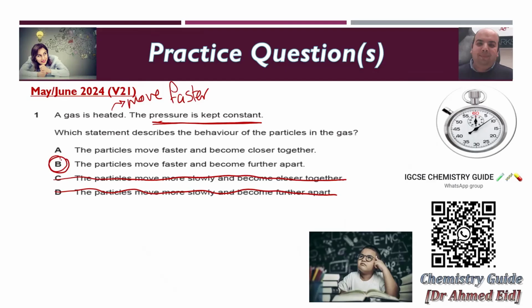Again, when a gas is heated, the particles move faster. Since the pressure is constant, the volume of gas must increase to keep the number of collisions with the container walls the same. This means the particles will move farther apart by increasing the volume. So the correct answer is B. The particles move faster and become farther apart, not closer together.